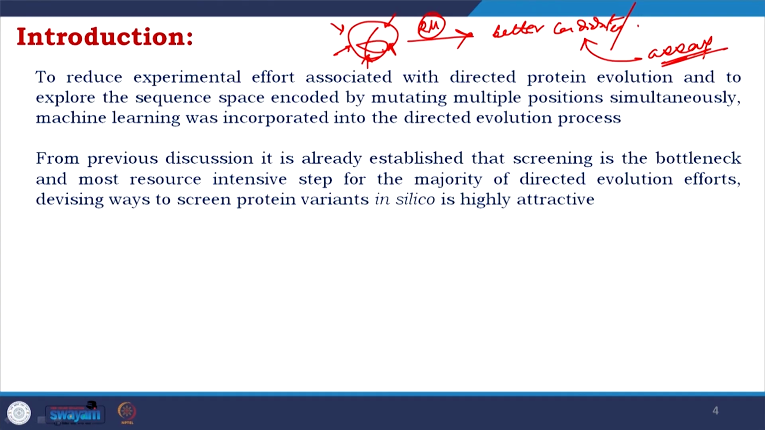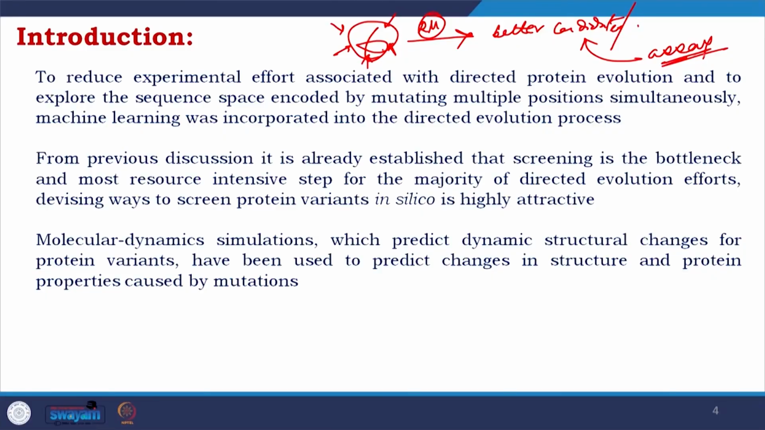Now, devising ways to screen protein variants in silico is highly attractive. If you could correlate the design of mutants to the next step, where you could talk about the fitness, the stability and all, so that you get some selection, that would change the spectrum of how we generally approach. We could introduce much more variants, much more changes if we could have a computational screen in our hand.